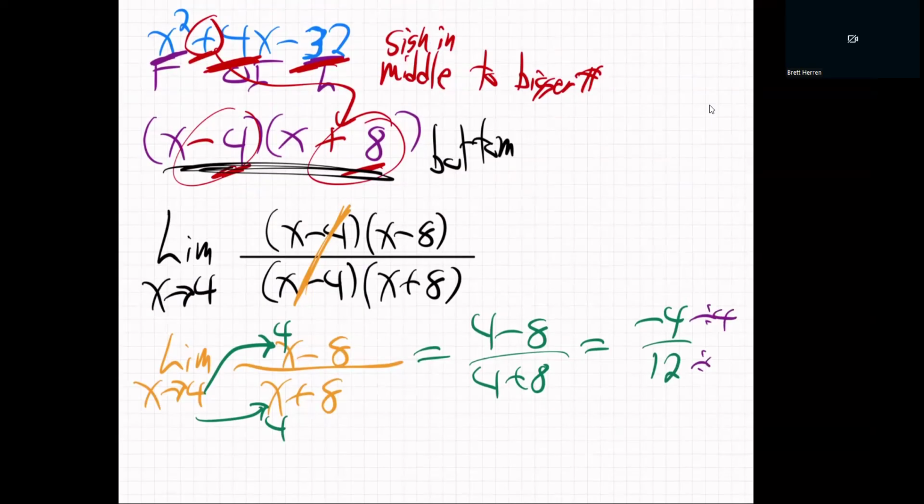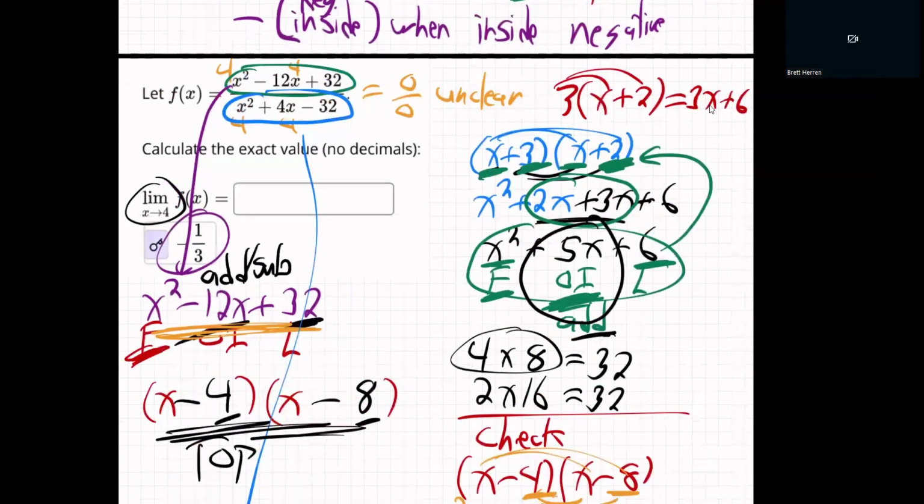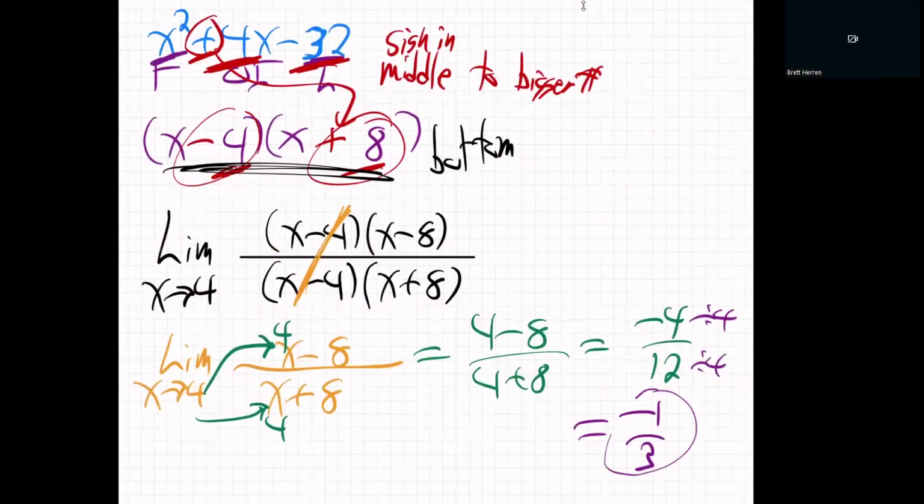Reduce that bad boy there. Minus 1/3. So there it is. That minus sign's kind of small there. Minus 1/3. Is that the answer they got? That is the answer they got. So we just got to factor the top and the bottom, and then we can plug in. And so there we go.